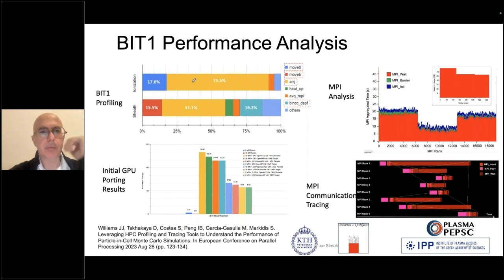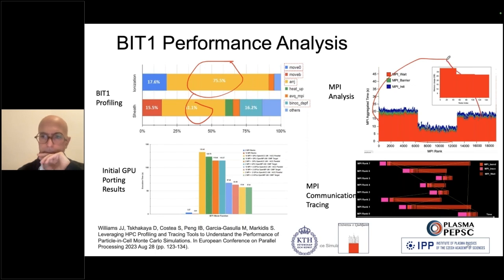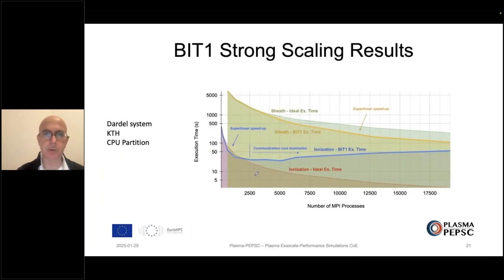As for other codes, we provide performance analysis. We identified which parts of the codes are the most difficult. We analyze issues with load balancing, checking which MPI process is doing more. We studied accurately what the communication partners are, and as I said, we did initial GPU porting using OpenMP and OpenACC. You see here some results. These are just the initial results. They look promising. We understand where we want to go, and we will push forward for it.